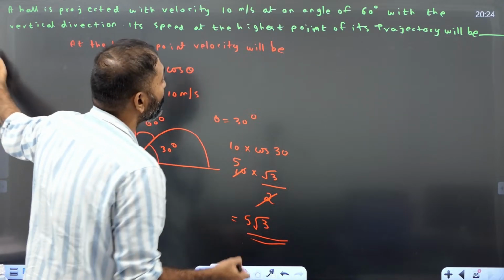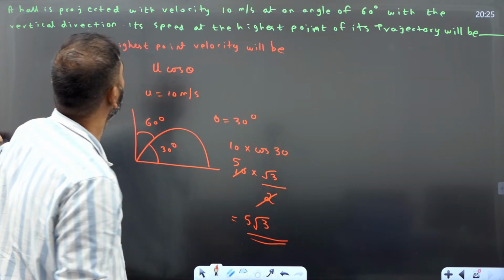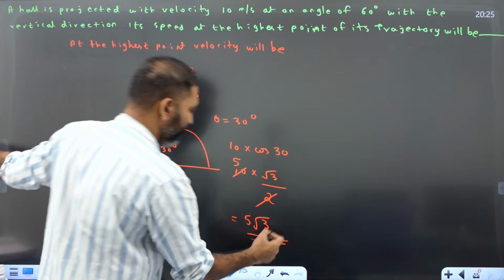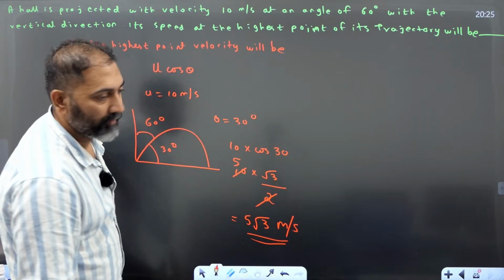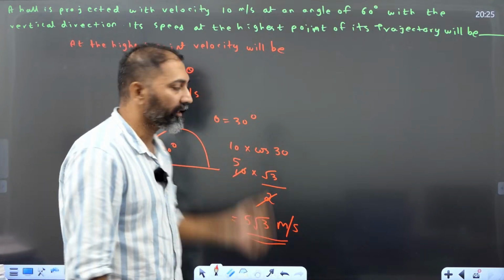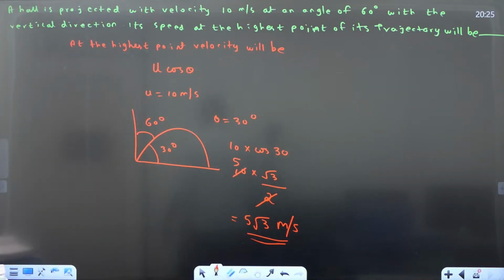But we are finding out velocity, right? Its speed at the highest point is 5√3 meter per second. Listen, there will be students who have taken theta 60. Many times I told you, in our derivation throughout, we are taking angle with the horizontal. If angle with the vertical is 60 degree, angle with the horizontal will be 30 degree.